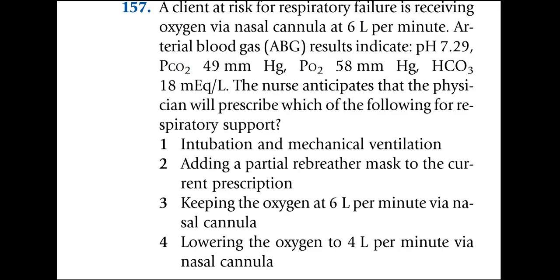157. A client at risk for respiratory failure is receiving oxygen via nasal cannula at 6 L per minute. Arterial blood gas (ABG) results indicate pH 7.29, PCO2 49 mm Hg, PO2 58 mm Hg, HCO3 18 mEq/L. The nurse anticipates that the physician will prescribe which of the following for respiratory support? 1. Intubation and mechanical ventilation. 2. Adding a partial rebreather mask to the current prescription. 3. Keeping the oxygen at 6 L per minute via nasal cannula. 4. Lowering the oxygen to 4 L per minute via nasal cannula.